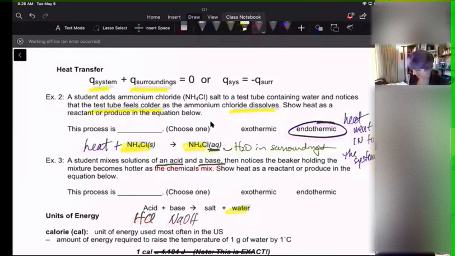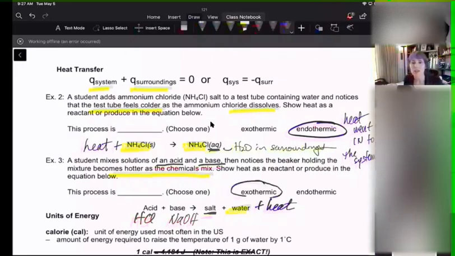And then it forms salt, which is totally inert, and water. And when it happens, the test tube gets warm. So is heat a reactant or a product? I'm going to write it as a product, and then that is exothermic, because when we felt it warmer, heat was released by the system.